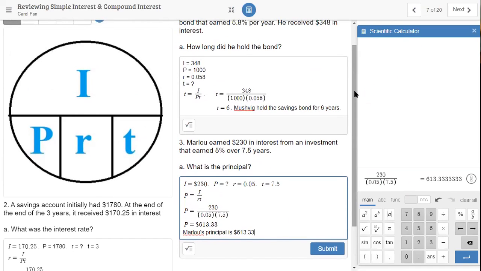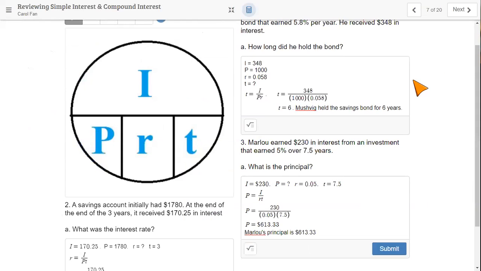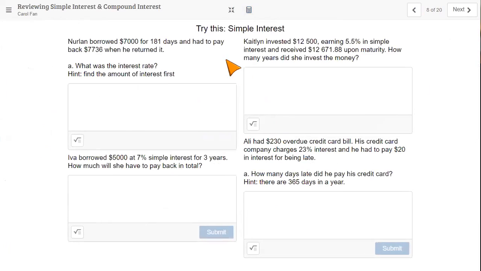Okay, so slide number 8, I'm going to give you a couple of minutes to make sure you understand how to solve questions related to simple interest. I'll pause here for 5 minutes and then we'll take this up.